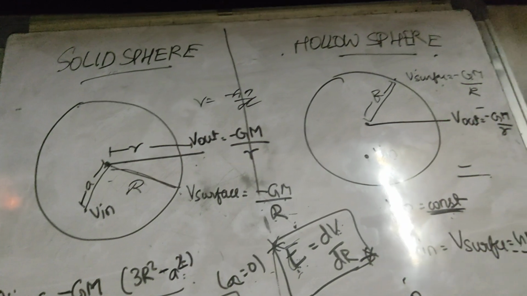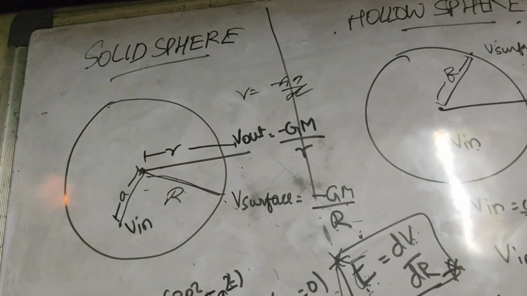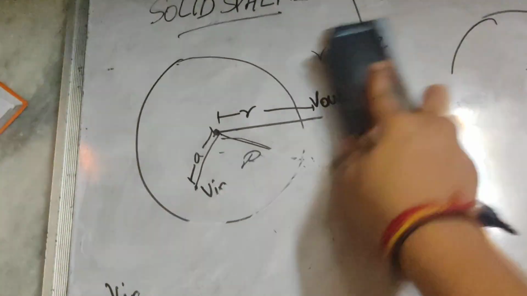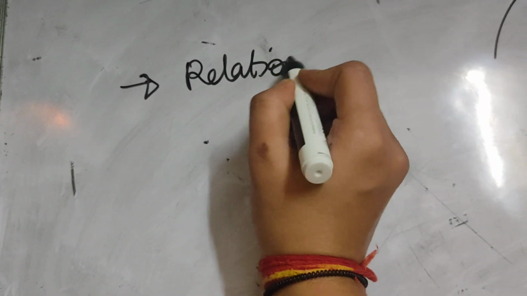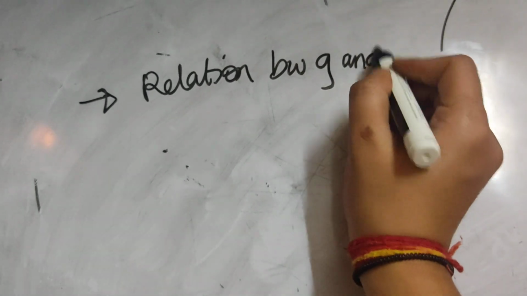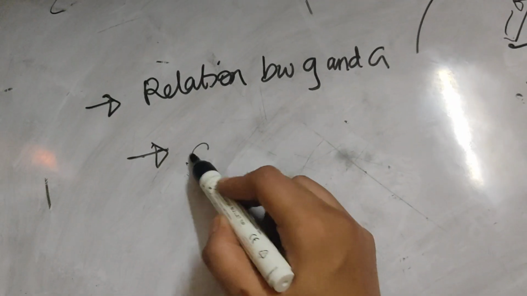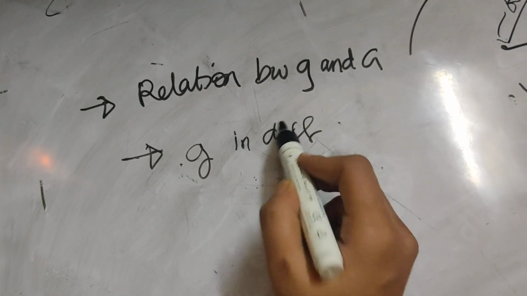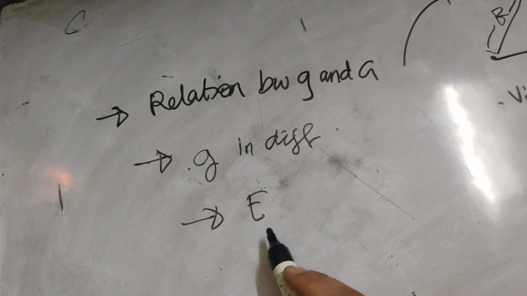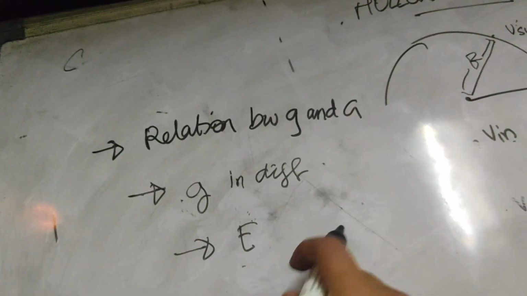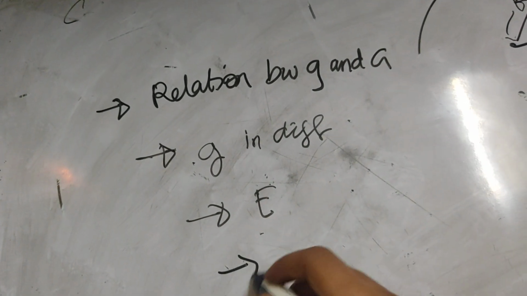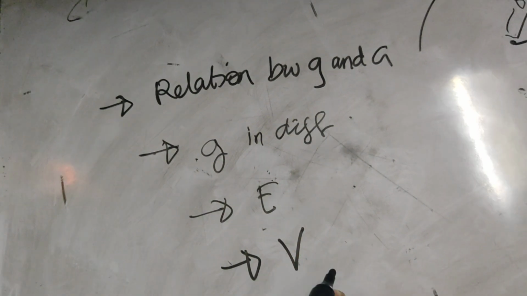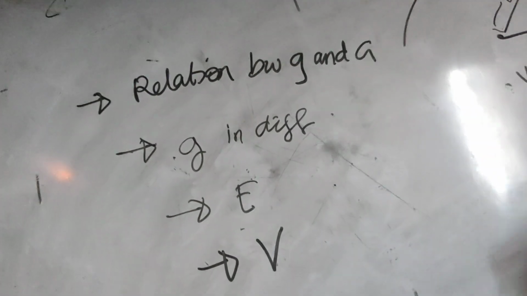So that's it for today's class. If we do a quick revision, what all did we learn in today's class? We learned about the relation between small g and capital G. Then we learned about g in different cases. Then we learned about gravitational field strength, and we also learned its application for solid and hollow spheres. Then we learned about potential, and we also learned its application for solid and hollow spheres. So these are the 4 topics for today's class.